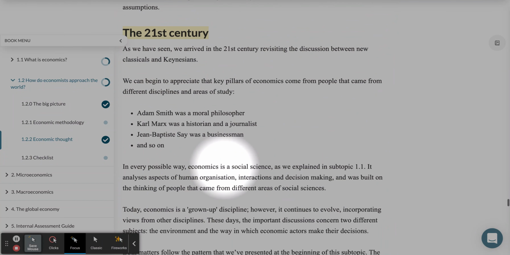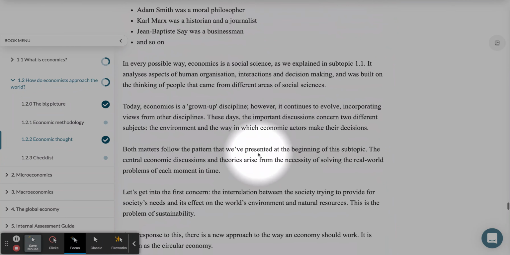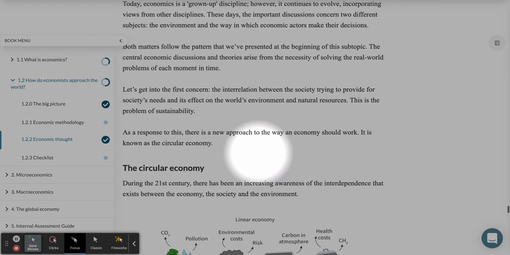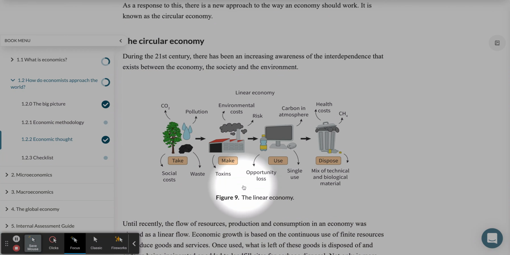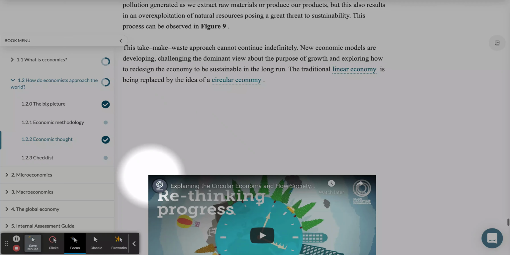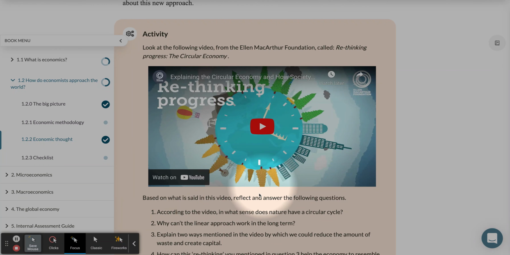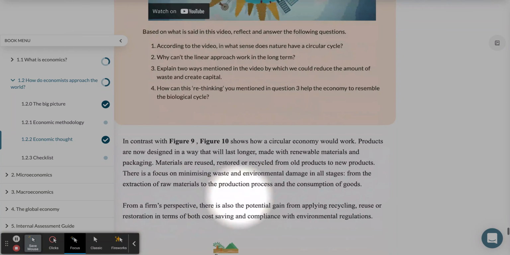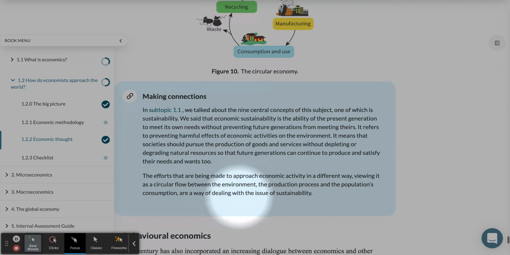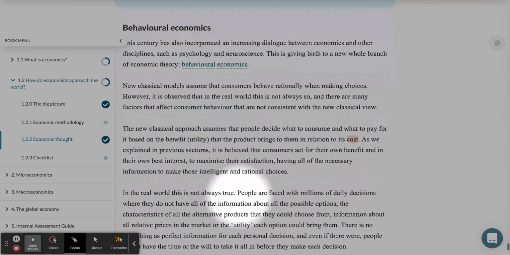In the 21st century, the big thing being talked about now is behavioral economics, and we'll talk about that. The circular economy is another great idea, which is that instead of making things and then throwing them away, the economy, to be sustainable, needs to be a circular economy. We need to watch this video. We'll do that at some point in time. You could do it now if you want to. So that's kind of the overview of how economists approach the world.